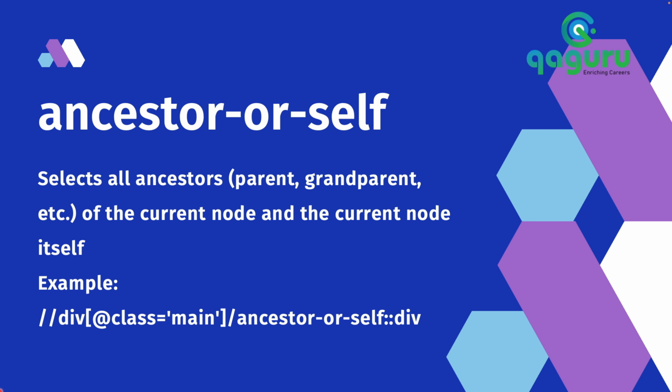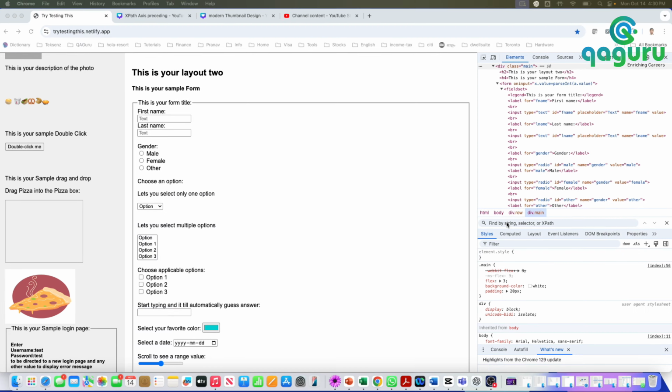Now let's learn another XPath axis, ancestor-or-self. This one selects all ancestors of the current node and the current node itself. So in this example, we are locating a div element with an attribute class and its value main. And then we are defining a relationship ancestor-or-self. Then it will look for all the elements with HTML tag div, starting from the current node and all of its ancestors. So let's see how it works in the sample application.